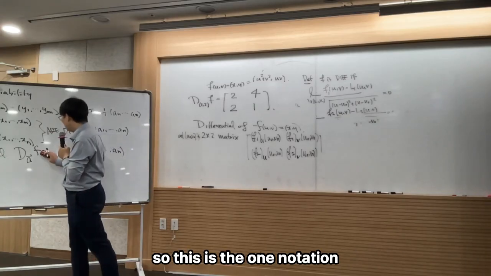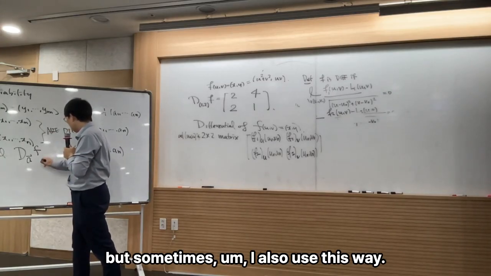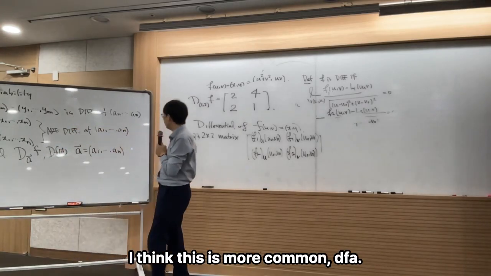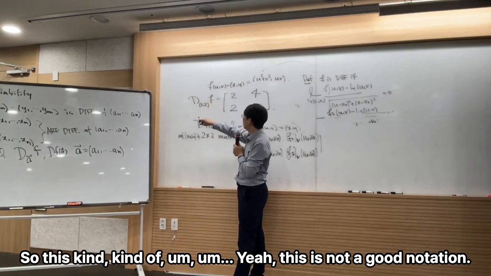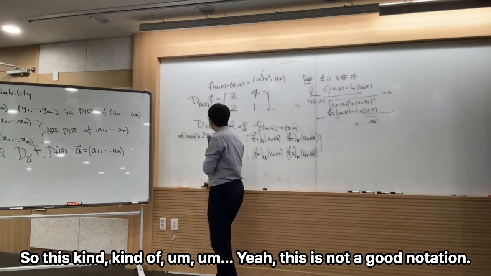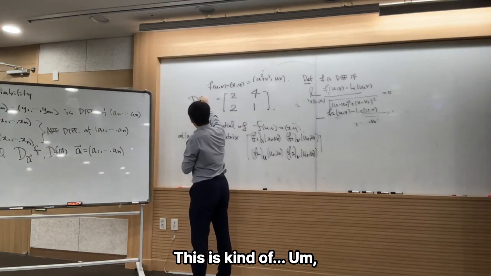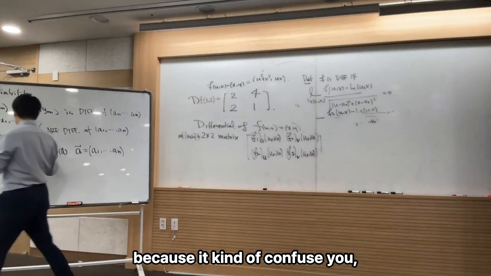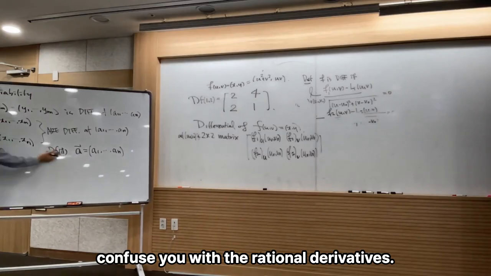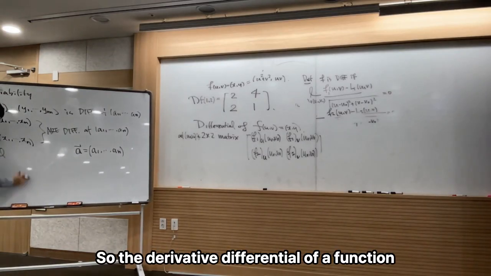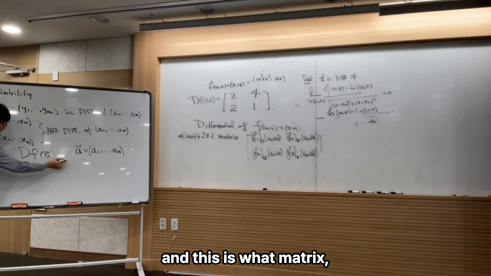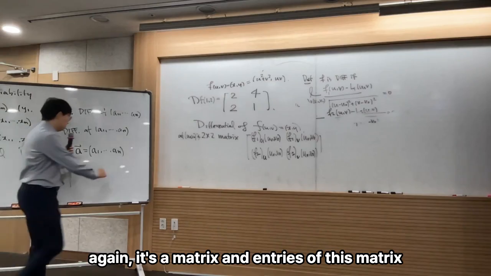So this is one notation, but sometimes I also use this way. I think this is more common, DFA. This is not a good notation. I don't know why I use it, but I usually don't use this because it can confuse you with the directional derivative. So this is a better notation. The differential of a function at the point A is denoted by this, and this is what? A matrix. Again, it's a matrix.